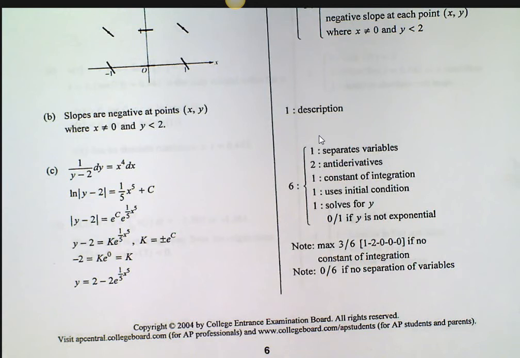Okay? So initial condition, if you plugged in that point, you get a point. If you got y by itself, you get a point. And 0 out of 1 if y is not exponential. You gotta drop an e on both sides. Or you get half the points if you don't put C. And you get no points if you don't separate the variables. If you don't put C, they cut off half of your points.